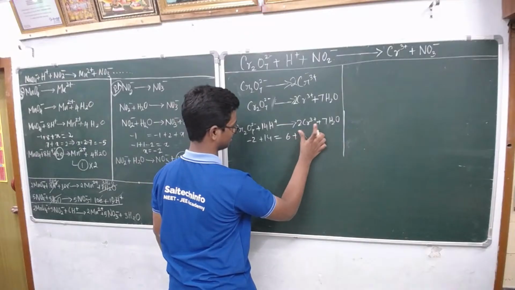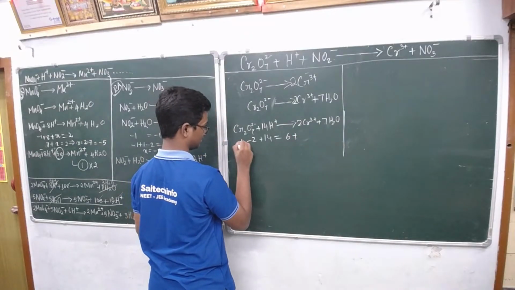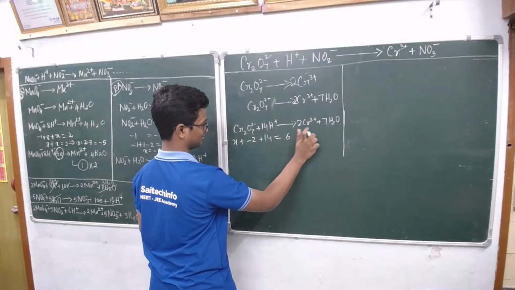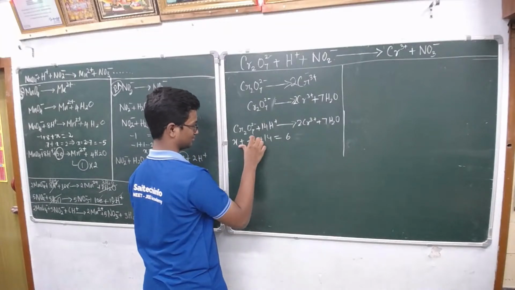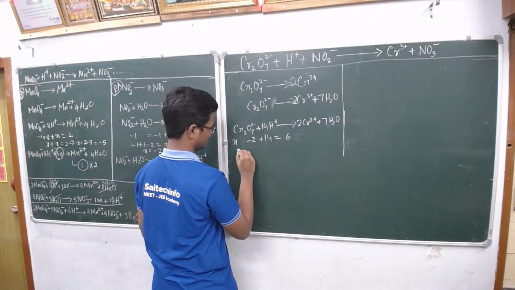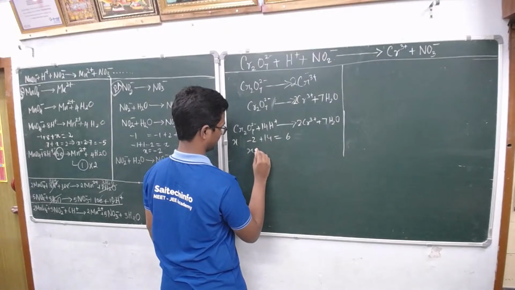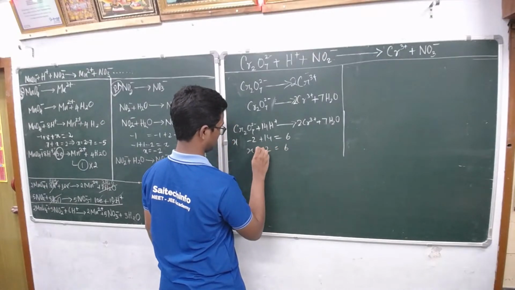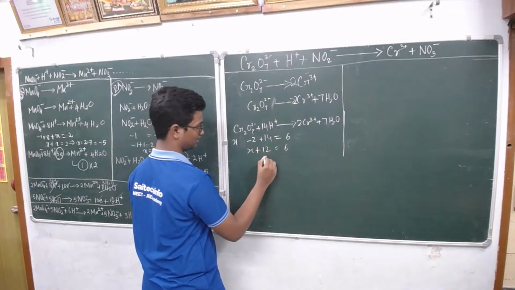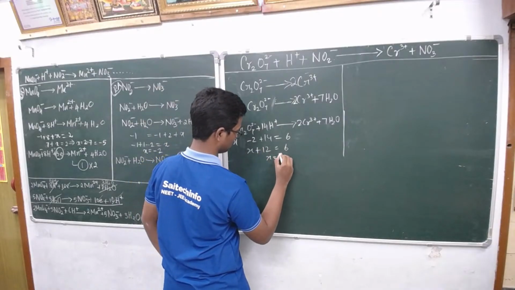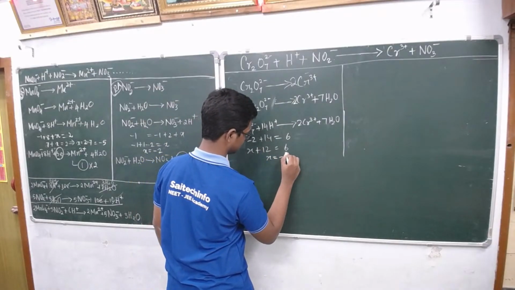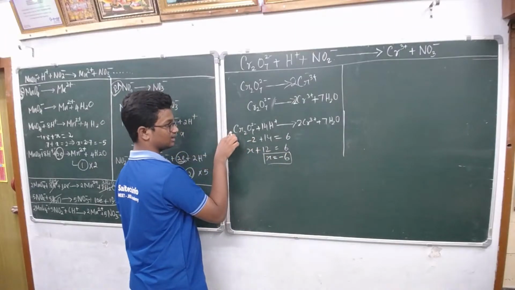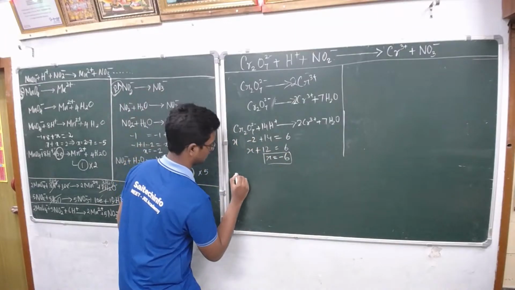Erase it. Right. x minus 12. How minus 12? Minus 2 plus 14 is plus 12. So x is equal to minus 6. It means we have 6 electrons that should be added on the left side.